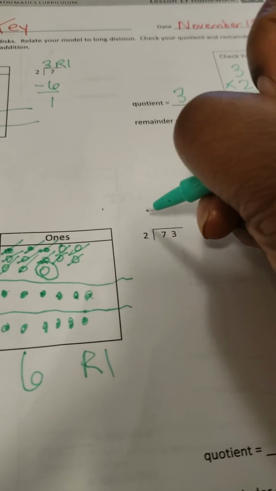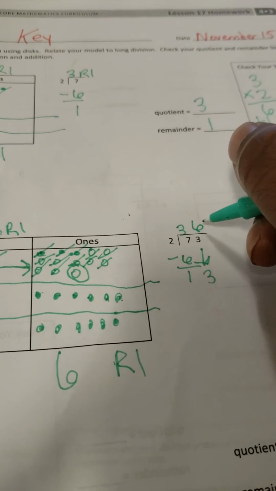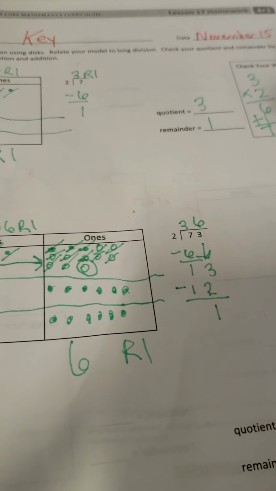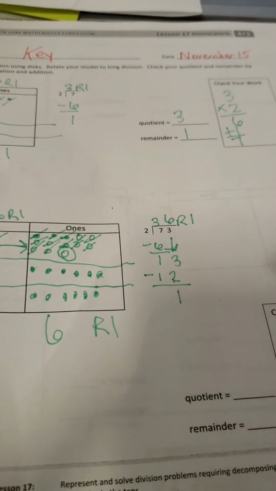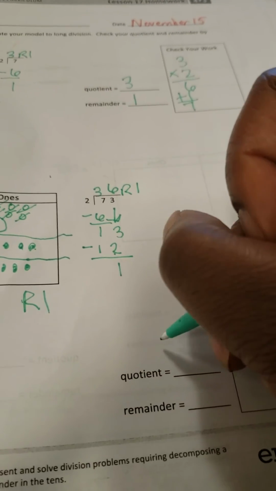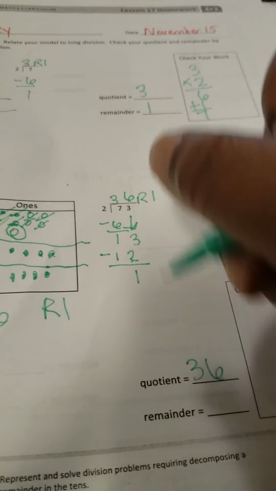In the tens place, I have a 3, so above my 10, I'm going to put that 3. 3 times 2 equals 6. 7 minus 6 equals 1. I need to bring my 3 down, and I have 13. In the ones place, I had a 6. So I have 6 times 2 equals 12, and I write my 6 above the 1 since that's the place we were looking at. 3 minus 2 equals 1, and 1 minus 1 is 0, so we don't have to write our 0. We have a remainder of 1. So our quotient is 36, and our remainder is 1.